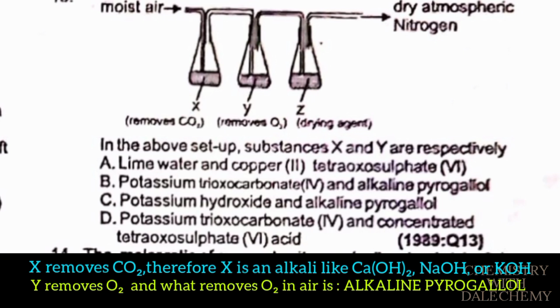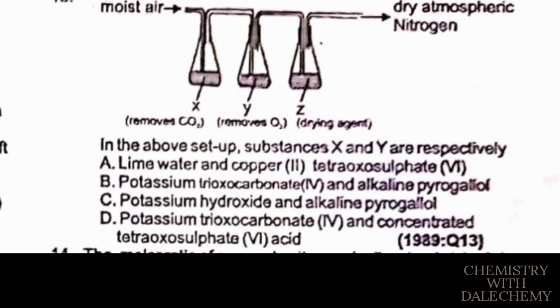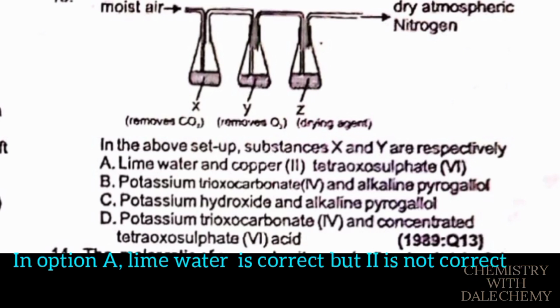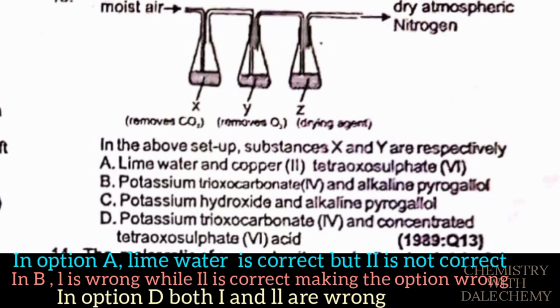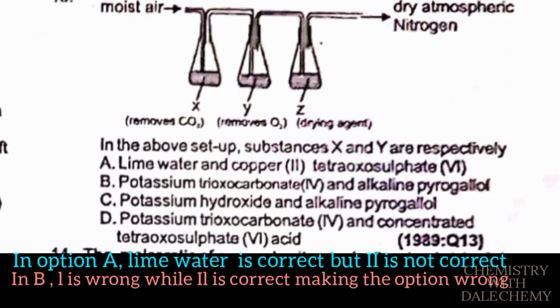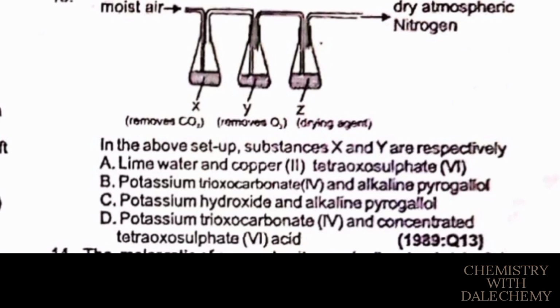Don't be confused by option A, which is lime water. Actually, lime water removes CO2, but the other substance, copper(II) tetraoxosulfate(VI), doesn't remove oxygen. Similarly, for option B, potassium trioxocarbonate(IV) doesn't remove CO2, while alkaline pyrogallol removes O2. But still, the option is not correct.